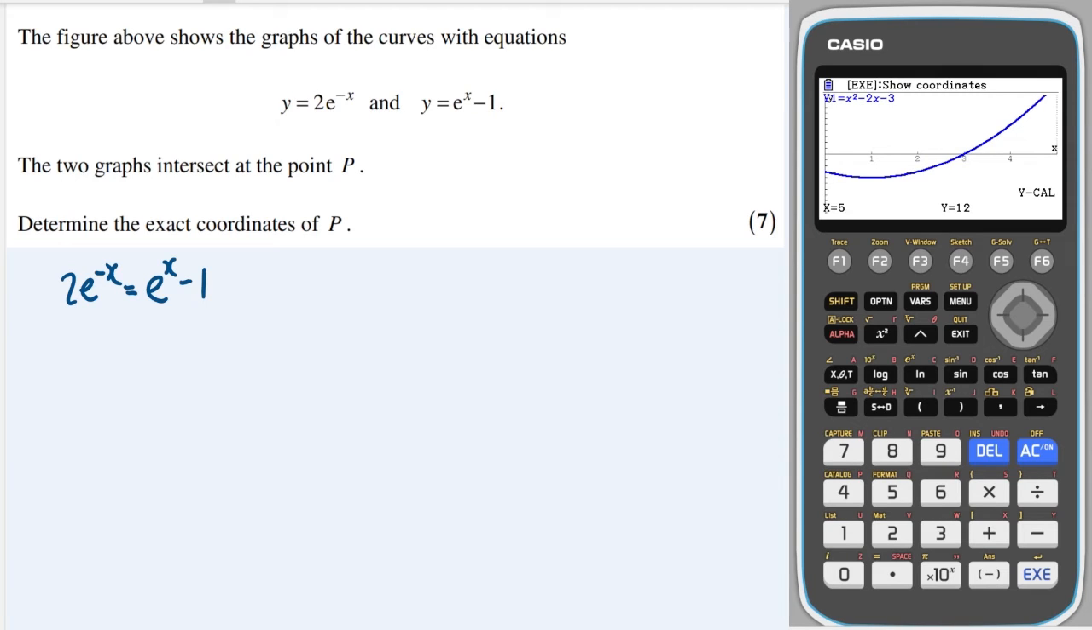This is a hidden quadratic, and in order to make it more clear, I'm going to multiply both sides by e to the x. So that will give me 2. That will cancel with e to the minus x. I'm going to get e to the x times e to the x, which is e to the 2x, and I'm going to get minus e to the x. I'm going to bring it all over to one side.